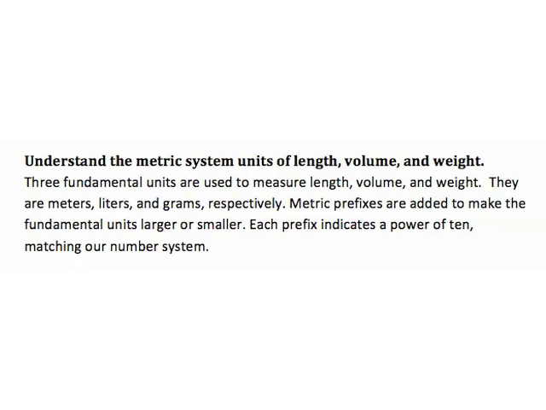Understand the metric system units of length, volume, and weight. There are three fundamental units that are used to measure length, volume, and weight. They are meters, liters, and grams, respectively. Metric prefixes are added to make the fundamental units larger or smaller. Each prefix indicates a power of 10, matching our own number system. So conversions in the metric system are very easy because these prefixes match our number system.